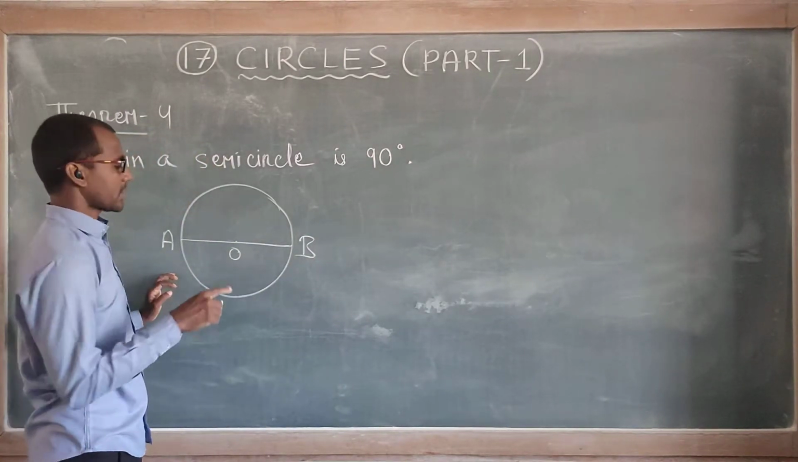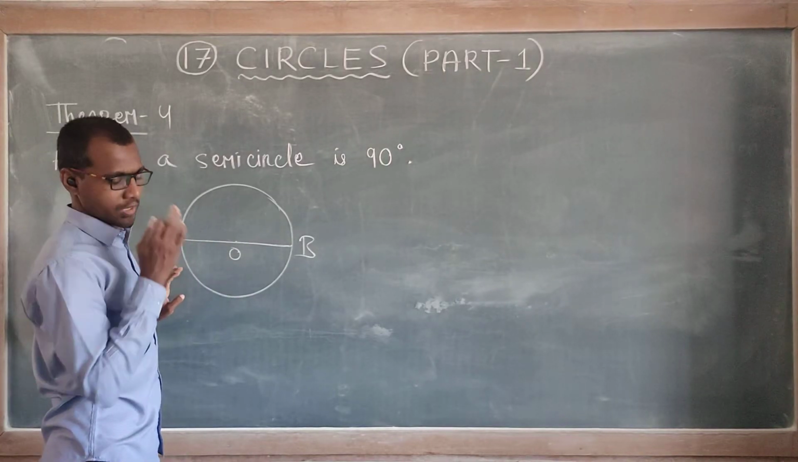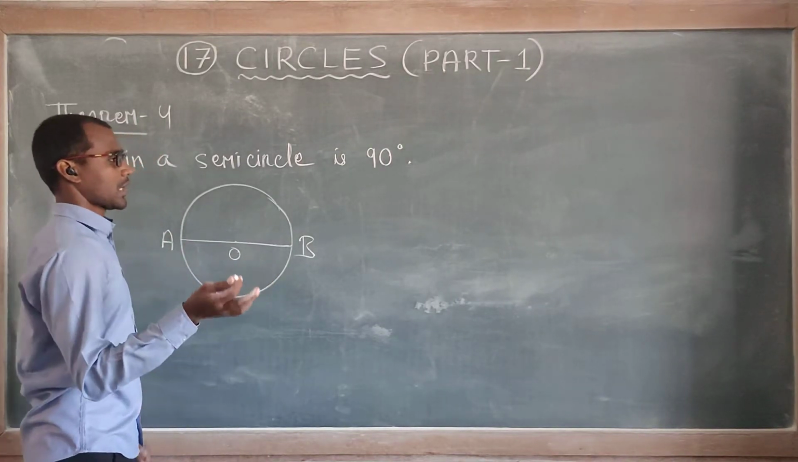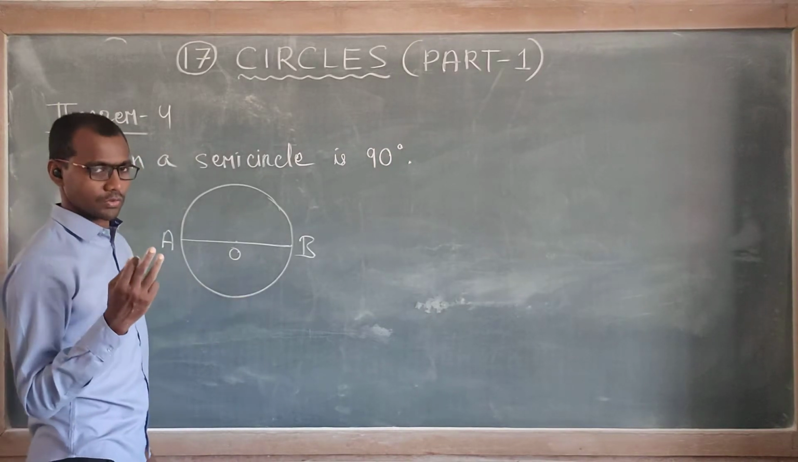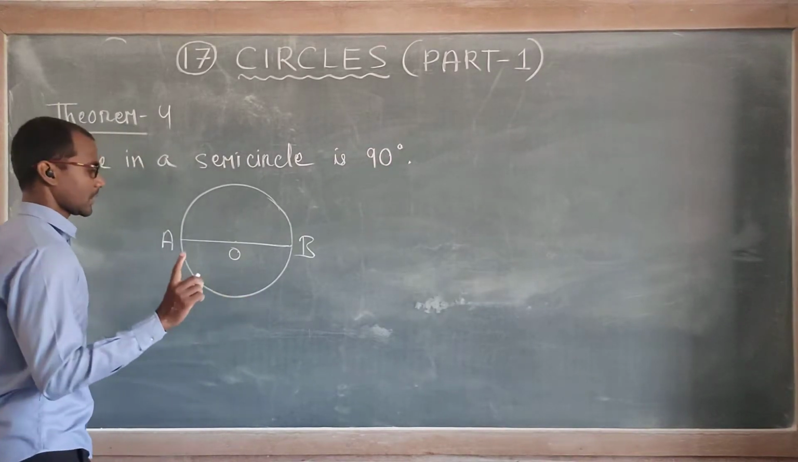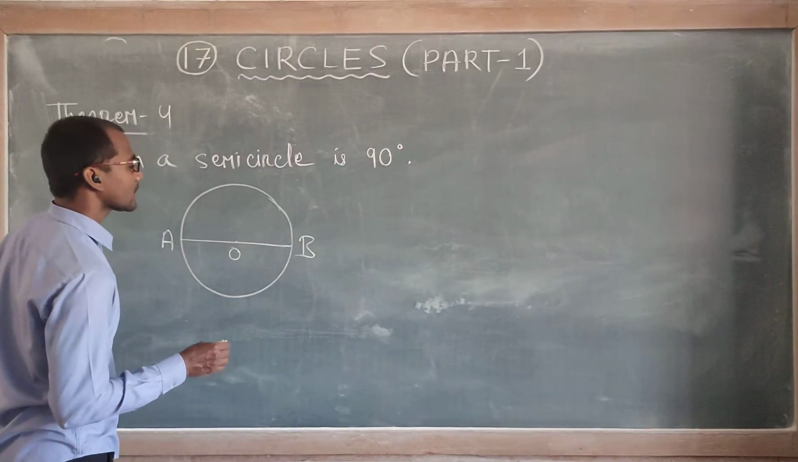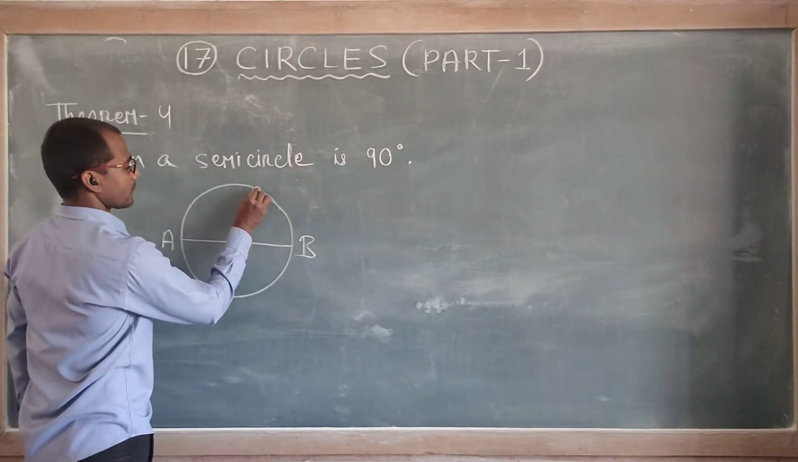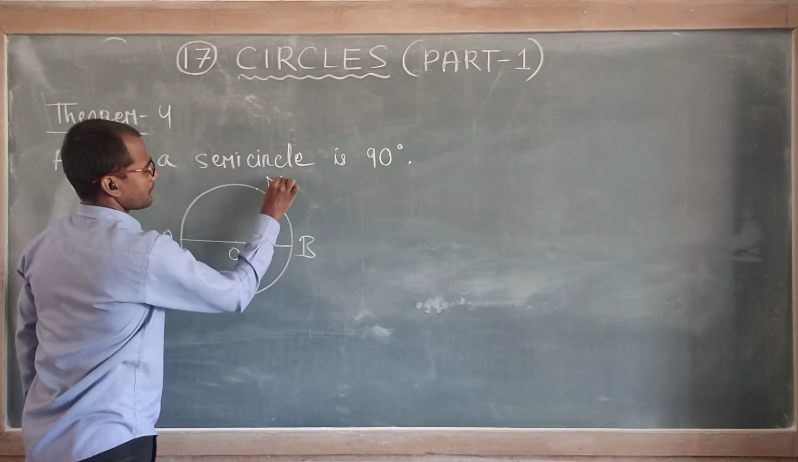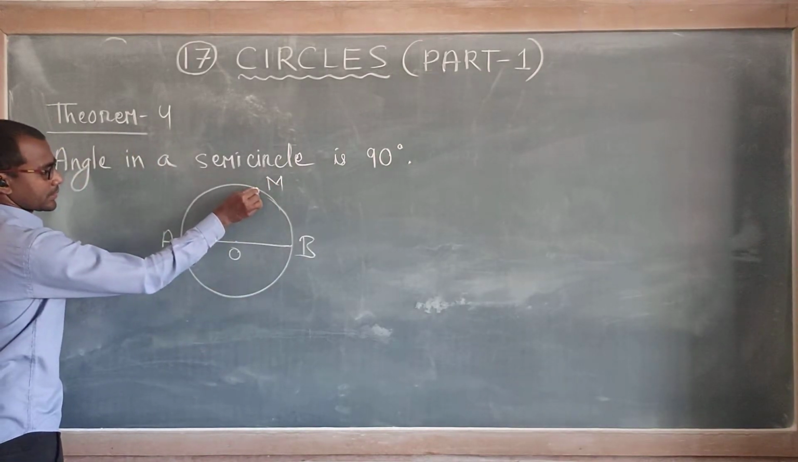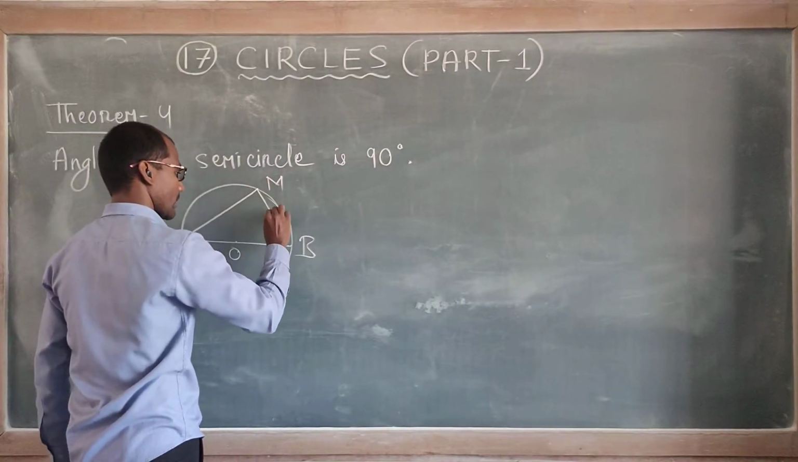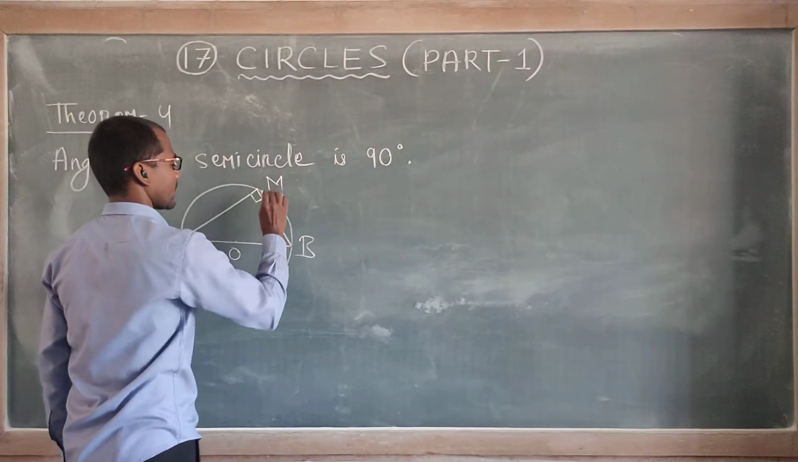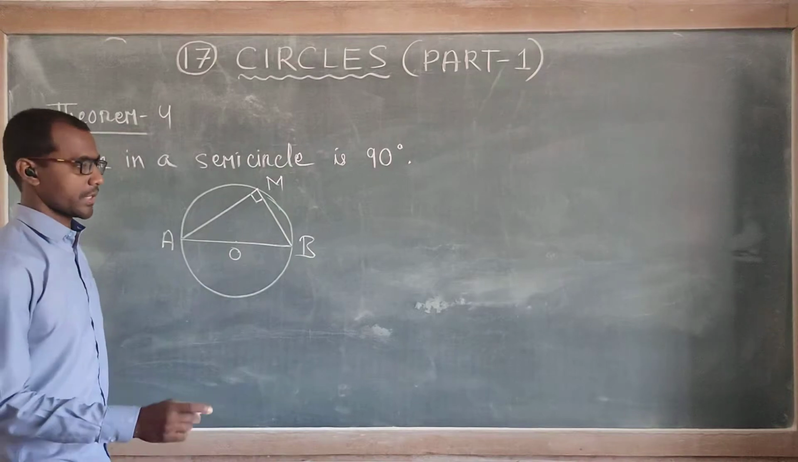Diameter is a special chord that passes through the center. I have already given the explanation in the class 9 circles chapter. I advise you to watch all the videos of the class 9 circles chapter. If you take any point on the circumference, suppose here M, and join MA and MB, this angle will be 90 degree, definitely.